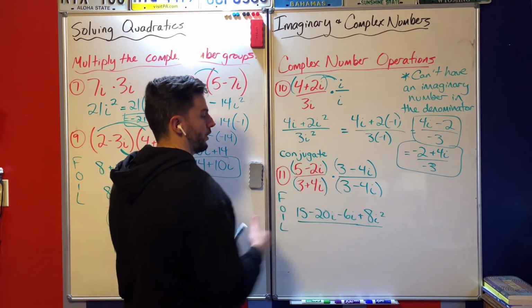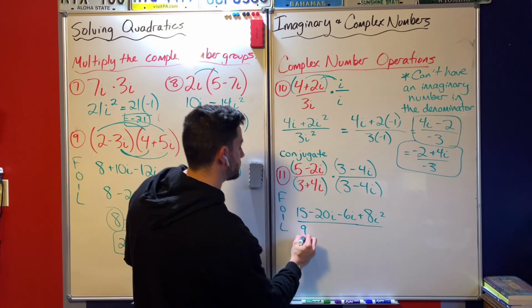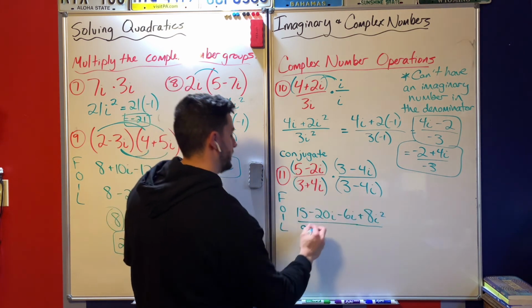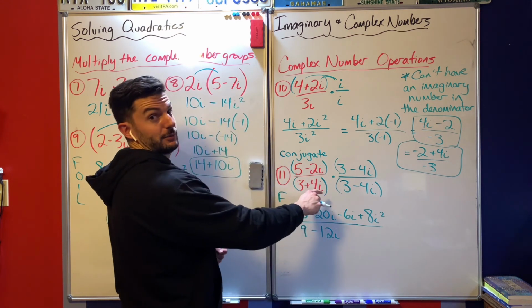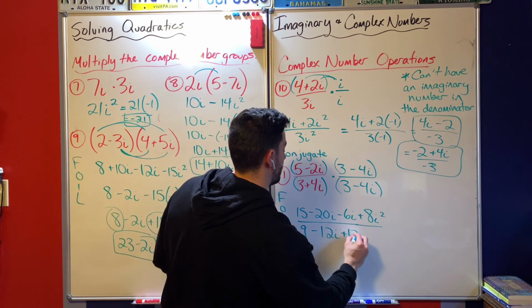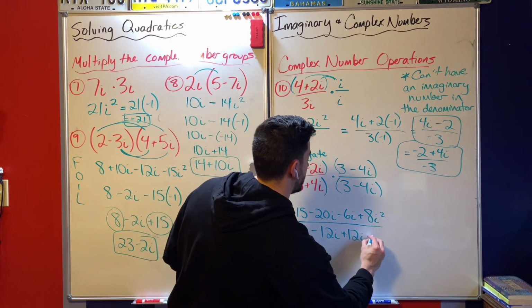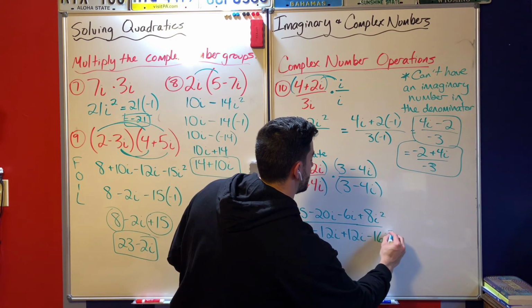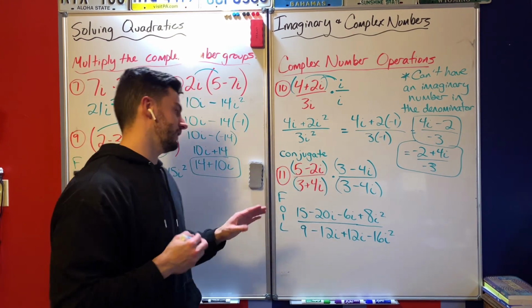So I just have to FOIL the bottom here. 3 times 3 is 9. 3 times negative 4i is negative 12i. Here's going to be the key. Watch this. 4i times 3 is positive 12i. And then 4i times negative 4i is negative 16i squared. Watch how cool this is. You've been trusting me up to this point. Now you're going to see.